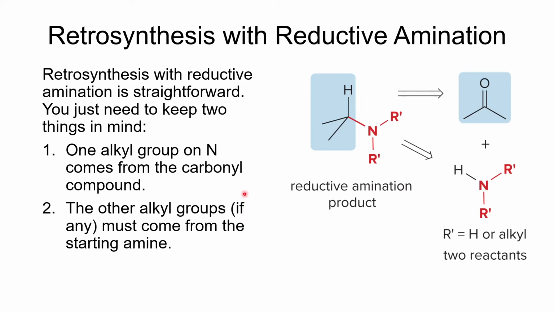Now, one quick note about this. To do this synthesis, your product needs to have a hydrogen on the carbon that is bonded to the nitrogen. If this happens to be a tertiary alkyl group, so you have 3 carbons attached, it won't work by this synthesis, and you'll have to make that part of your starting amine instead of forming it by reductive amination.